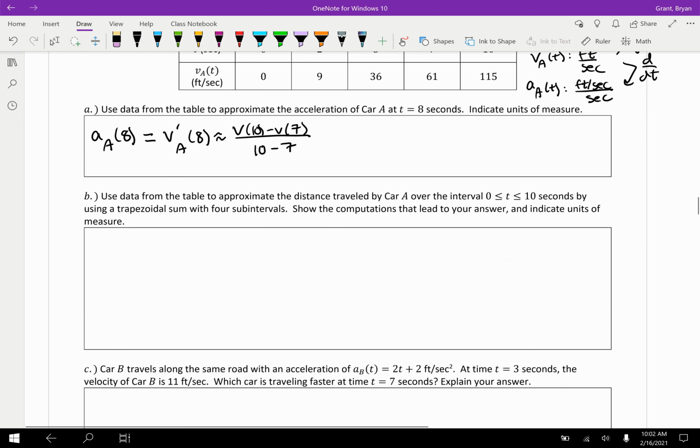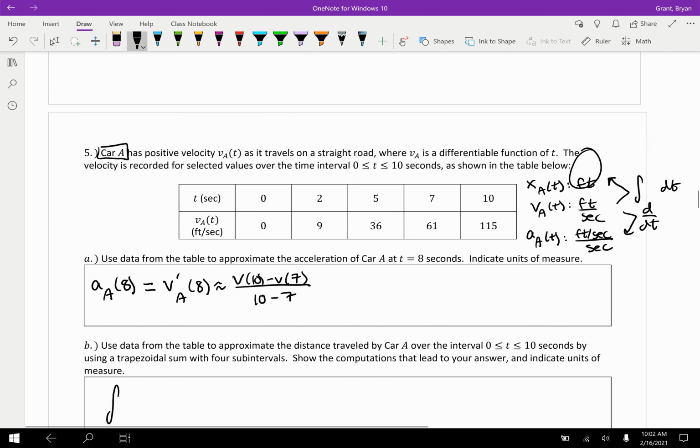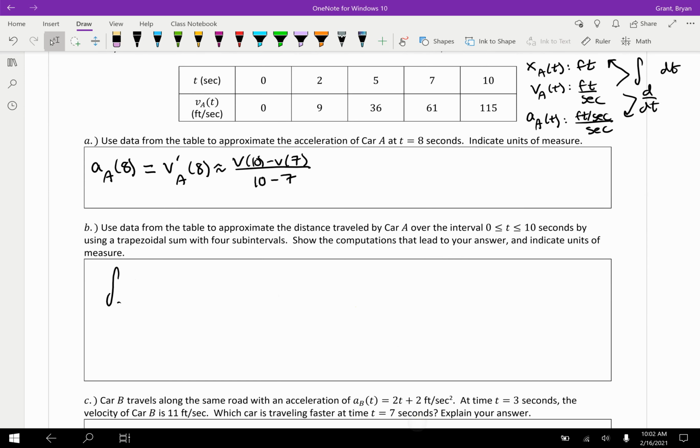Part B, use the data to approximate the distance traveled by car A over this interval using a trapezoidal sum. So what are we trying to find? We're integrating here. We're looking for distance. This is just feet, not feet per second. We're going from 0 to 10 of v sub a of t dt, and that's going to be approximated by your trapezoidal sum. You can also see the units here. v sub a of t has units of feet per second, and dt has units of seconds, right? We end up with feet.